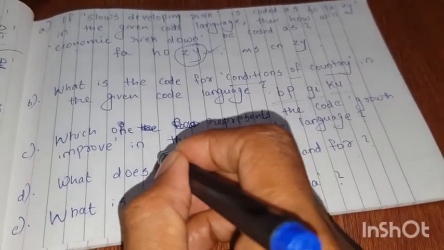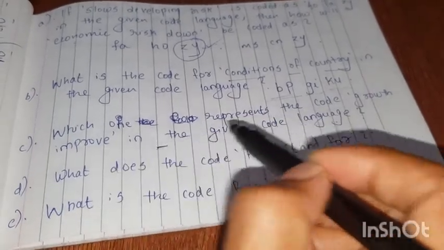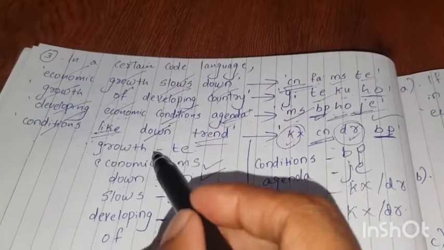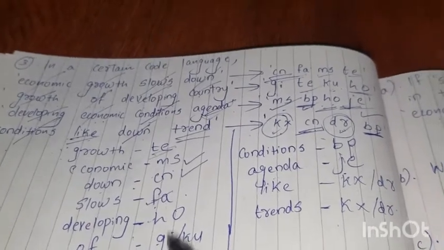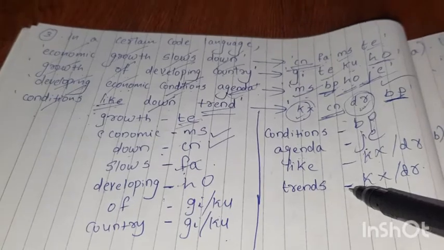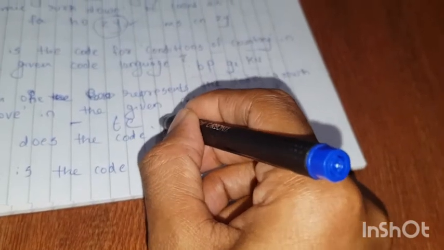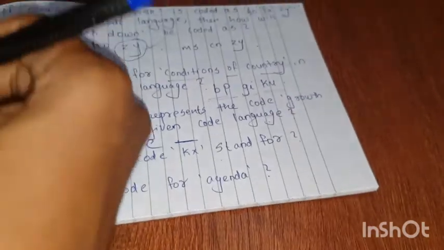Now going to the third sub question, which one represents the code growth improve in the given code language? Growth and improve. We know the code for growth, that is TE. And in the given question there is no word called improve, right? There is no word called improve in this given question. So there will be an option. So the answer is that option having a code from outside which is not written in the given question.